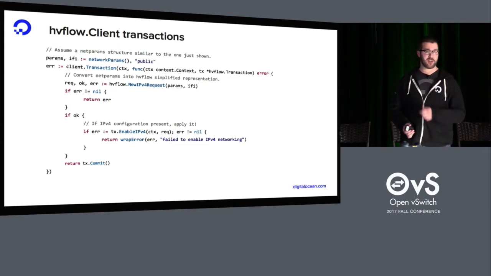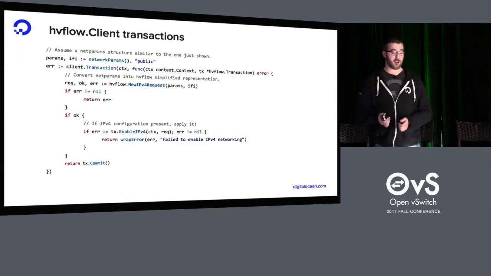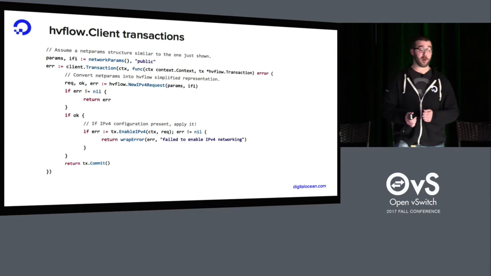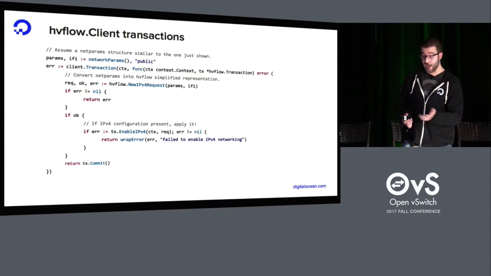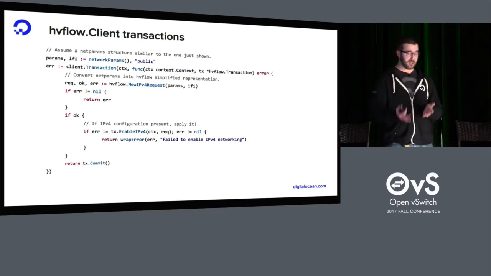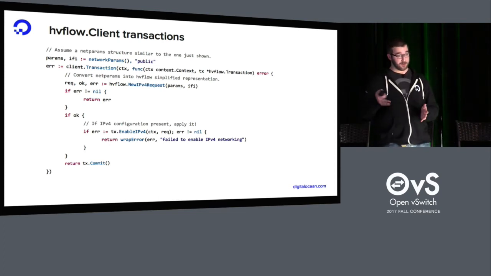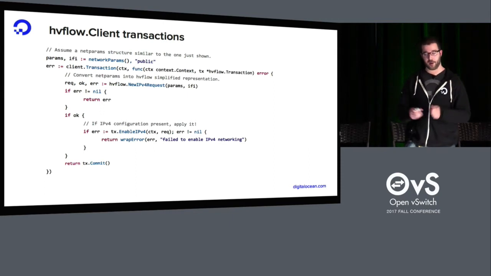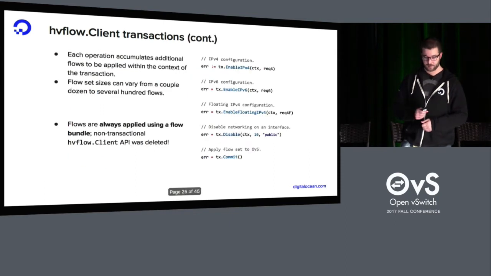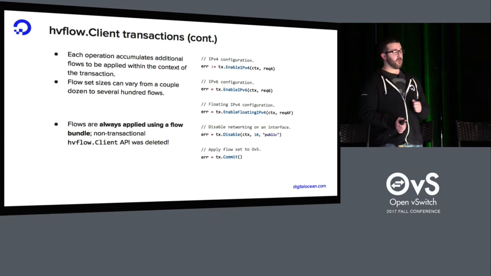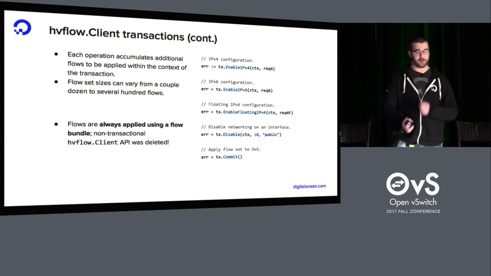If the netparams contain valid data for performing that operation, we call these high-level operations, such as tx.enableIPv4, to actually build the flows in memory and concatenate them into that buffer. Finally, we call the commit method, once again, to flush the entire flow set to OVS all at once. So each operation within the transaction accumulates additional flows.